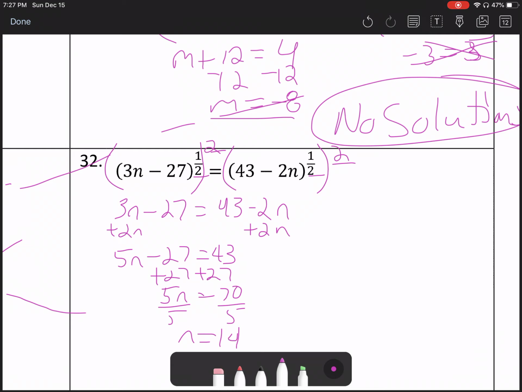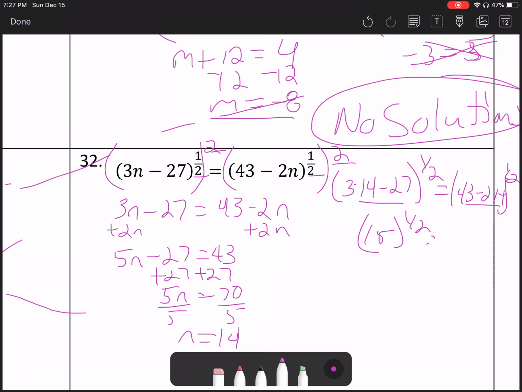I plug it in to each side, so this is going to be 3 times 14 minus 27 to the 1/2 power is equal to 43 minus 2 times 14 to the 1/2 power. When I put each of these into my calculator, I end up with 15 to the 1/2 power is equal to, and I end up with the same thing here, 15 to the 1/2 power. And so you can check to see if the decimals are the same, but you know that these are the same problem. So if you didn't have a calculator, you could just show that right there. So n is indeed equal to 14.